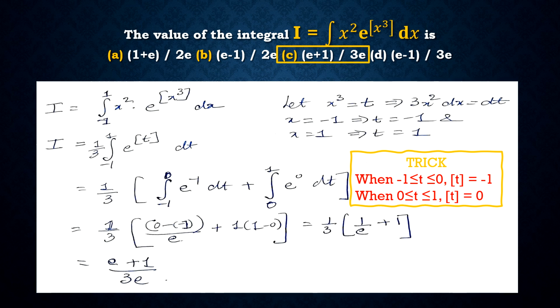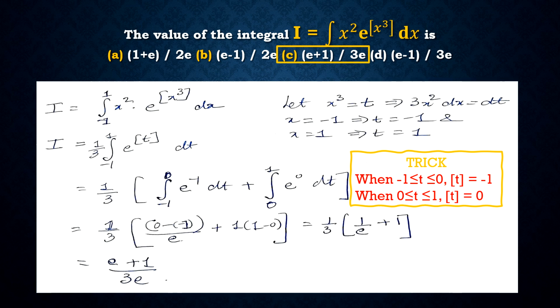First of all, since x³ is given, you will be taking x³ as some t. So now, as usual, this is a substitution method for integration. So when you take the limits, if x is −1, obviously x³ will also be −1. So t will be −1. When x is 1, t will be 1. So now I will be 1/3 times the integral from −1 to 1 of e^[t] dt.